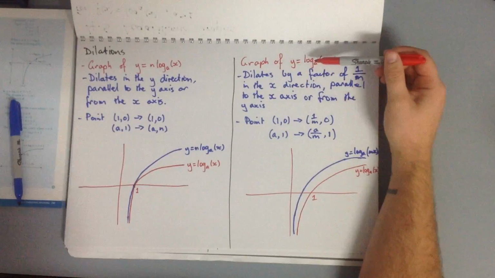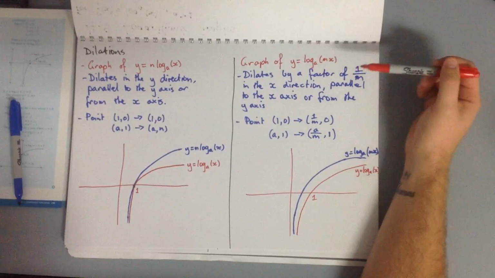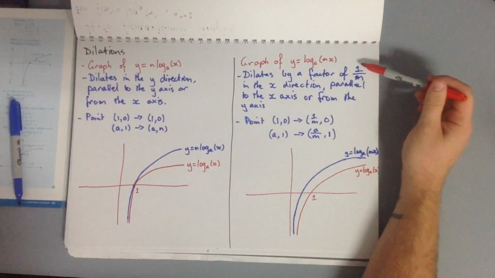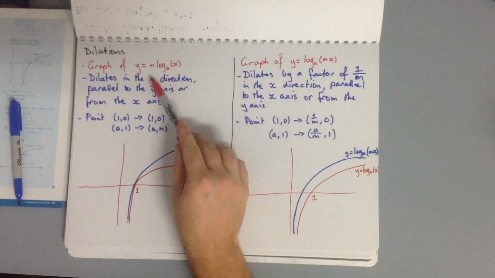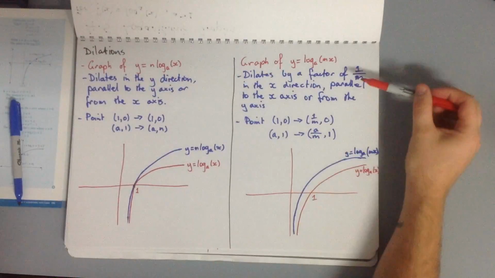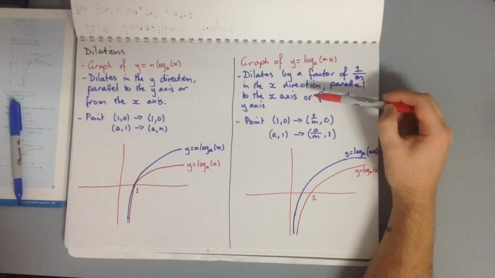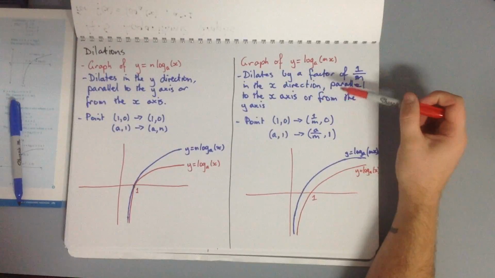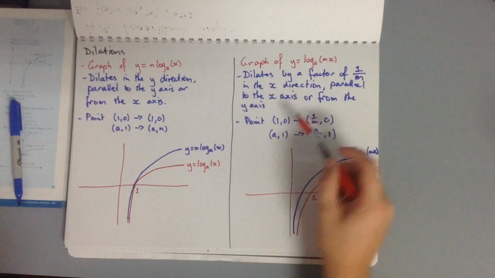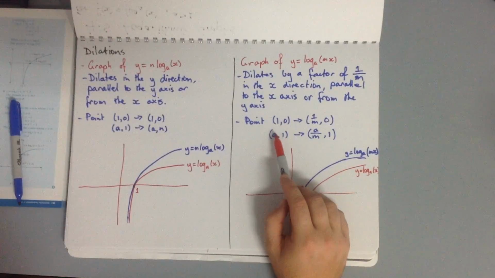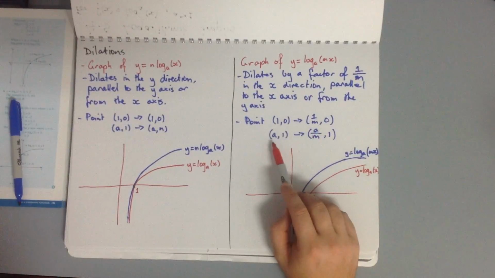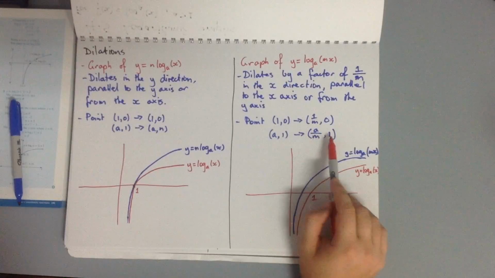The graph of y equals log to the base a of mx dilates by a factor of 1 on m, where in the previous one we were dilating by a factor of n. This time it's a factor of 1 on m, in the x direction, parallel to the x-axis or from the y-axis. So it's stretching it this way. Our point (1, 0) becomes (1/m, 0), and (a, 1) becomes (a/m, 1).